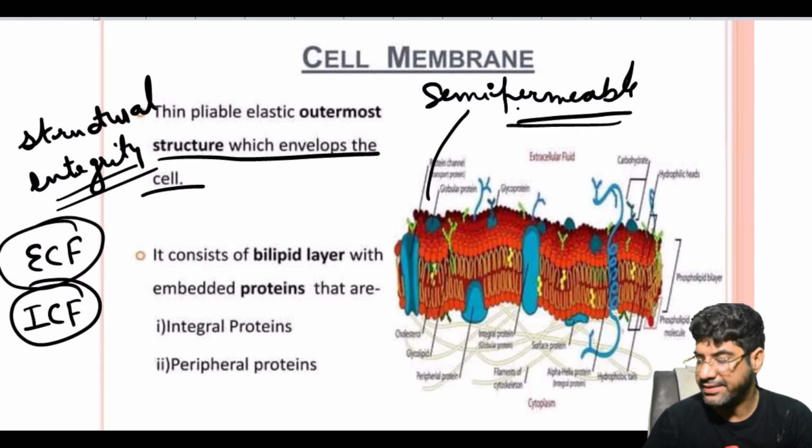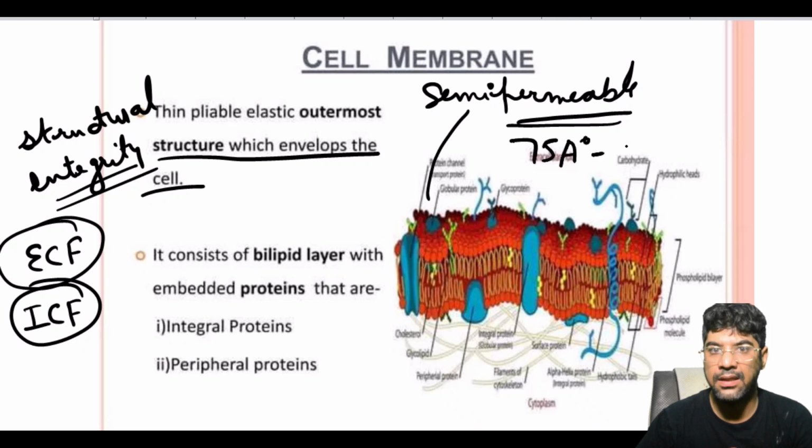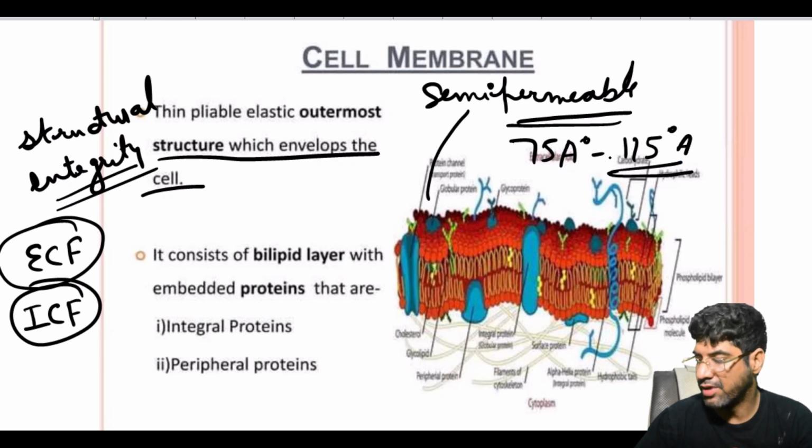The cell membrane is semi-permeable. That means that it allows free exchange of certain substances between the extracellular fluid and the intracellular fluid. This selective permeability is important for maintaining the cell's internal environment and enabling communication with the surroundings. The thickness measures from 75 Angstroms to 115 Angstroms.